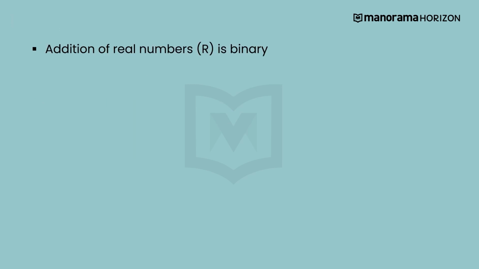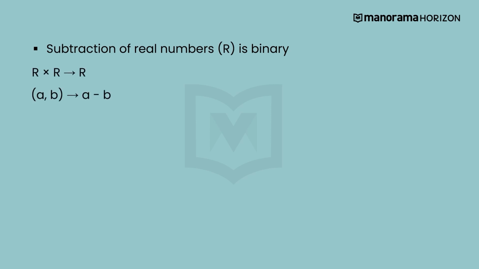Let us examine first. Addition of real numbers is binary. R cross R giving R is given by (A, B) to give A plus B. For example, (3, 2) to give 3 plus 2, which is equal to 5, which is also a real number. Next, subtraction of real numbers is binary. That is, we have R cross R to give R is given by (A, B) to give A minus B. For example, (3, 2) to give 3 minus 2, which is equal to 1, is also a real number.